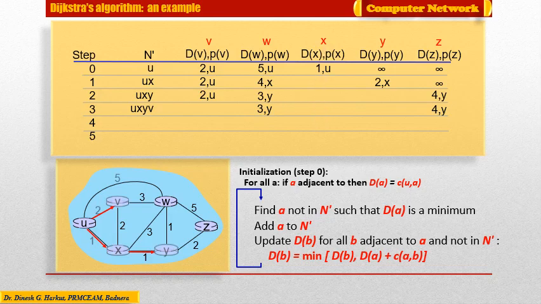X was already added, there is no need to compute. Y is already added, no need to compute. Z is yet to be added, so we compute from V to Z, which comes to 4Y. V to Z is 2 plus 1 plus 1, that comes out to be 4. On this least cost path, the immediate previous node for node Z is Y. Among these two values, 3 being the smallest, we will add node W next in this subset.